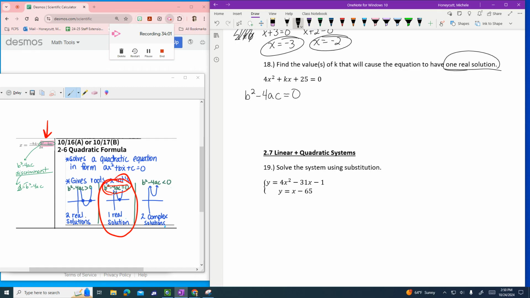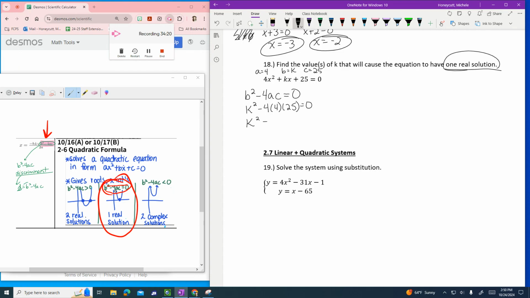Then I look at my expression. I notice A is 4, B is equal to K, and C is 25. So I'll substitute in everything I know. K squared minus 4 times 25 equals 0.